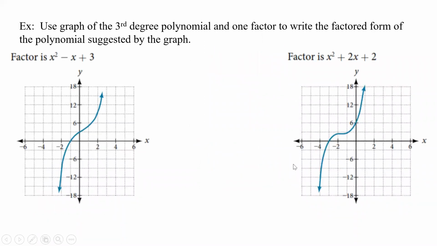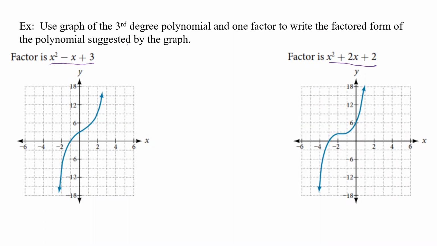All right, so this one we're looking at says use the graph of the third degree polynomial and one of the factors which they give us. So, this one says that's a factor. This one over here says that one's a factor. And write the factored form of the polynomial suggested by the graph.